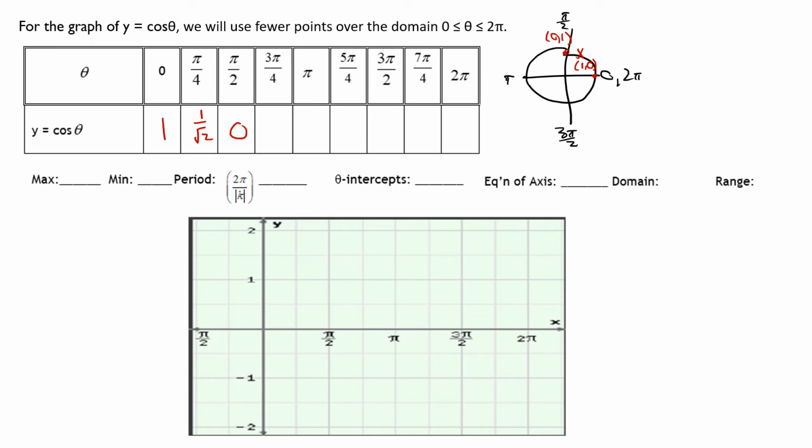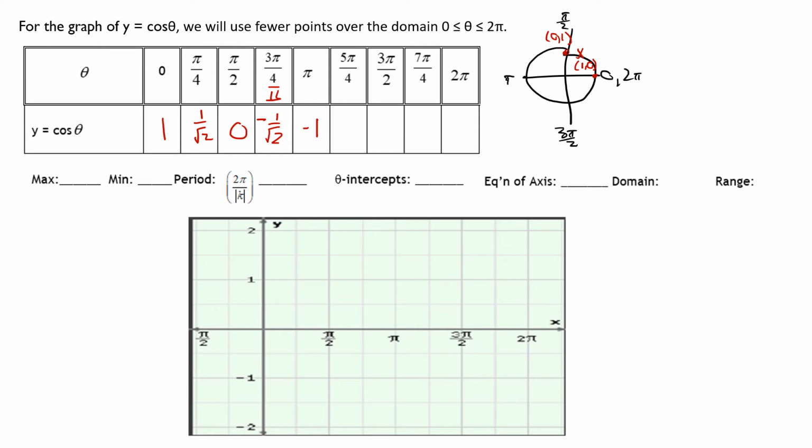3 pi over 4, so ignore this 3. Look at the 4. We've got pi over 4 for a denominator, so we're ignoring the 3. Pi over 4 we already know is 1 over root 2. 3 pi over 4 is in quadrant 2. In quadrant 2 is cos positive or negative? It's negative. So 3 pi over 4 is going to be negative. Pi's right here. What is the x value right there? -1.